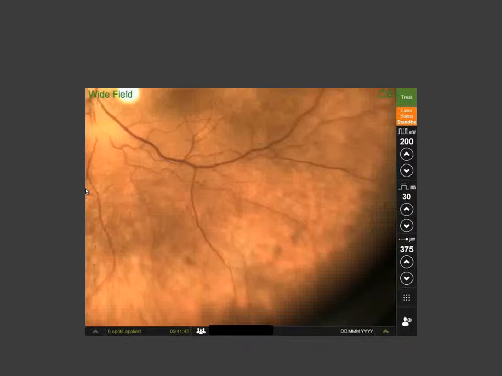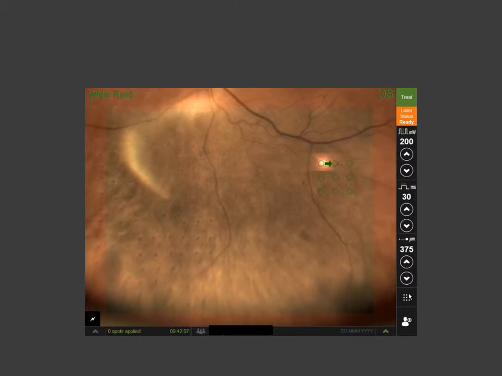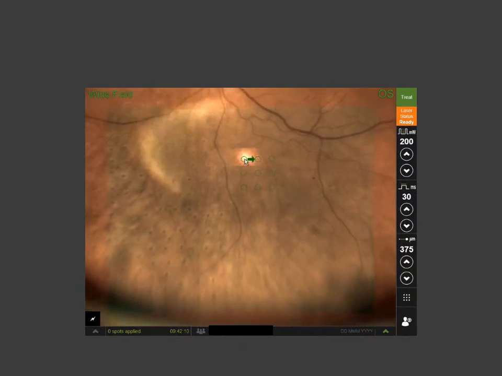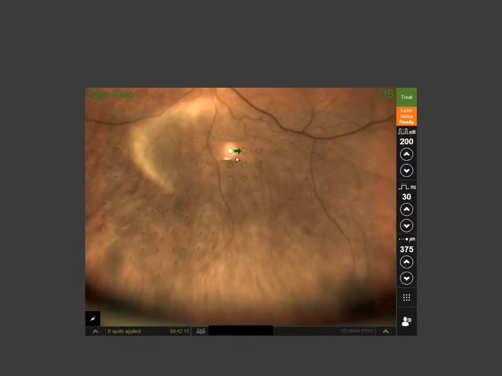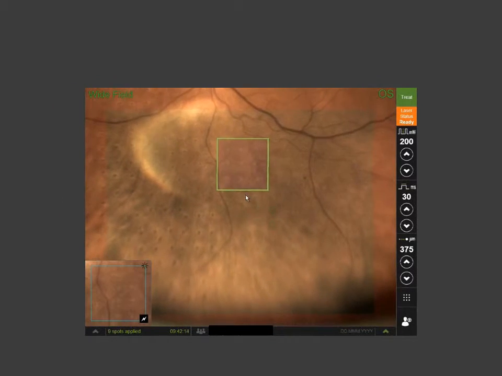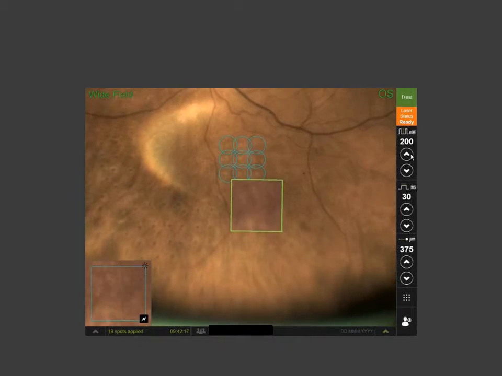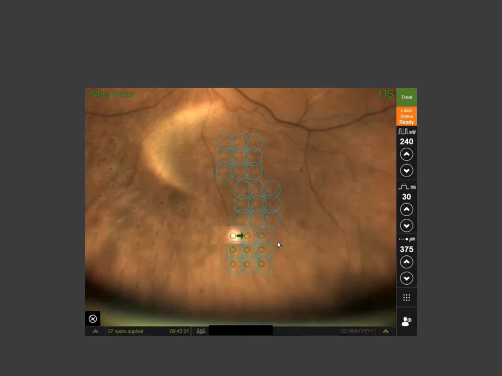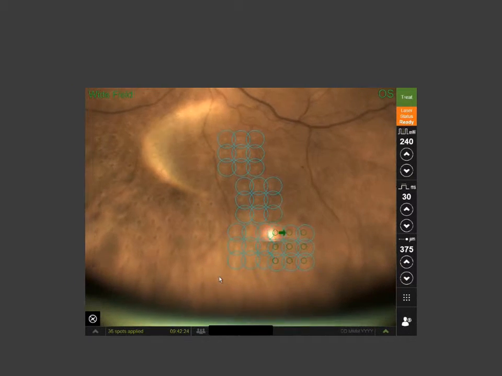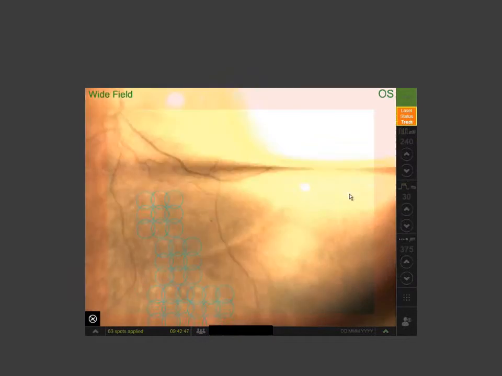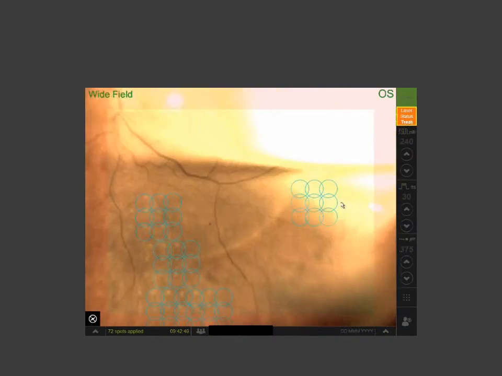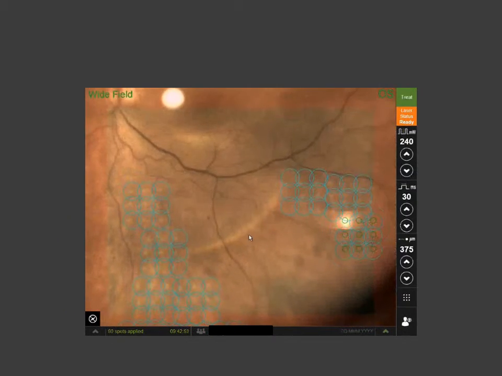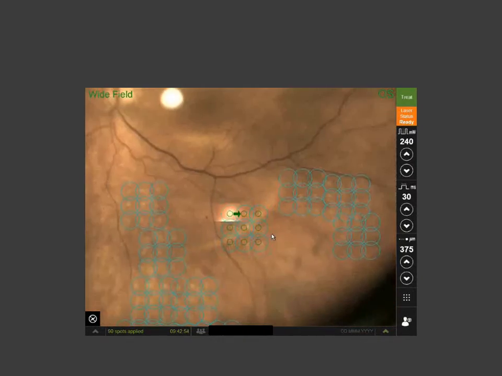I have a small video, I hope it's going to work. Seeing the treatment with the Navilas system, this is one of our patients in the cohort. It's fairly easy to use. And you can see that they have had the first session of PRP treatment done.